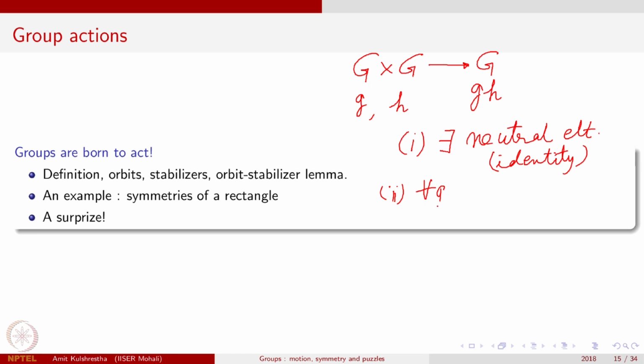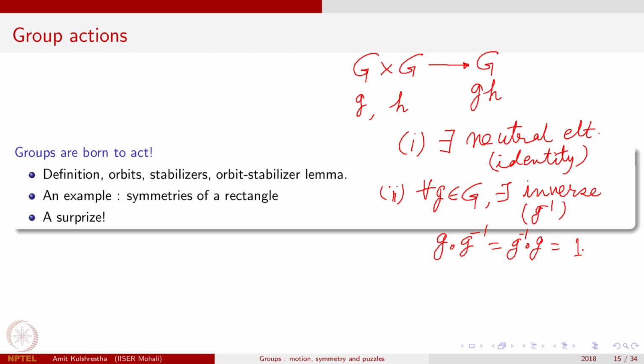For every element in this set, there should exist an inverse. That means I am just denoting the inverse by G inverse. And what's the meaning of inverse? If I compose that element in either of the directions, left or right, what I get is the neutral element. That was the property that our symmetry group for a rectangle had.